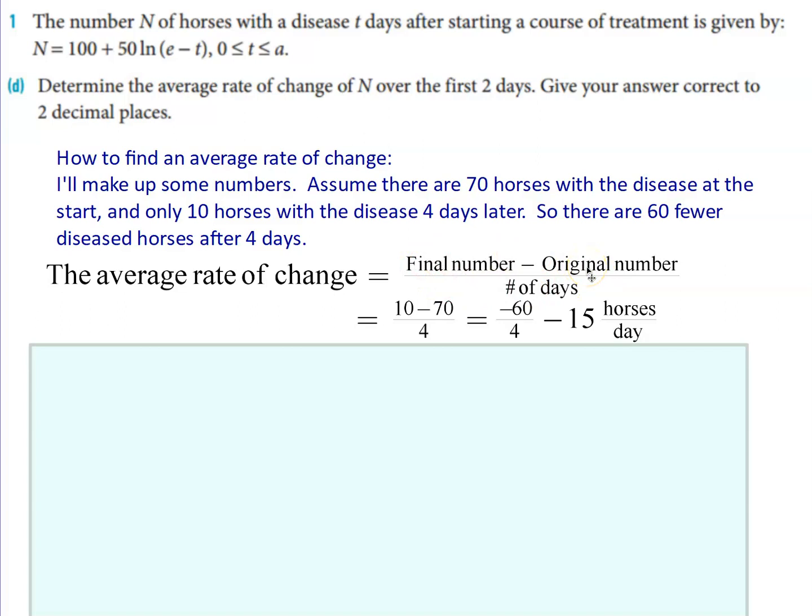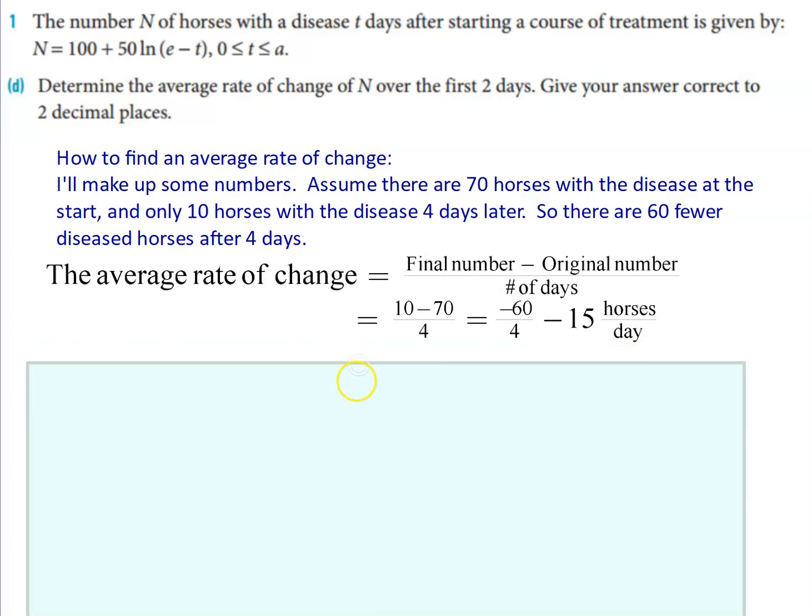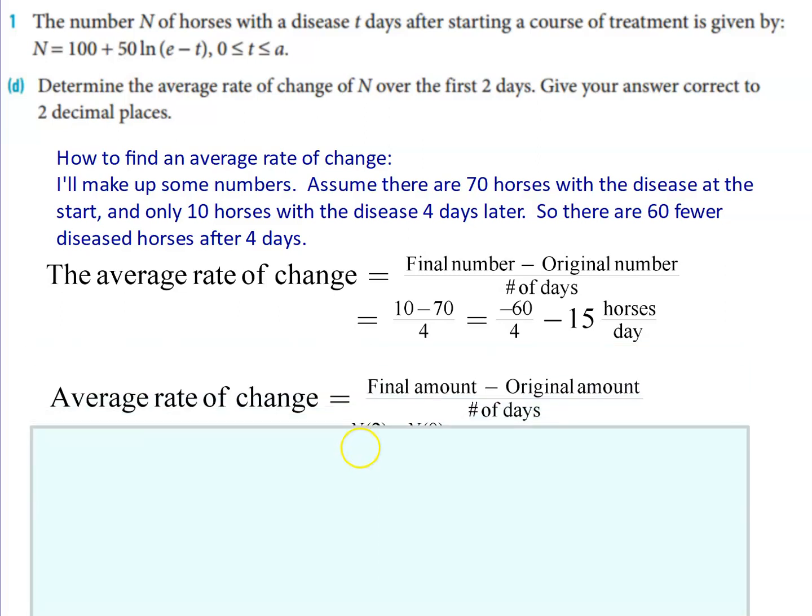So here's the formula for finding the average rate of change. It's just the final value minus the original value divided by, in this case, the number of days. So I'd like you to apply that same formula to this question. Again, you might want to stop the video and see if you can do that on your own, and then turn it back on and check your answer. So once again, there's the formula just there.